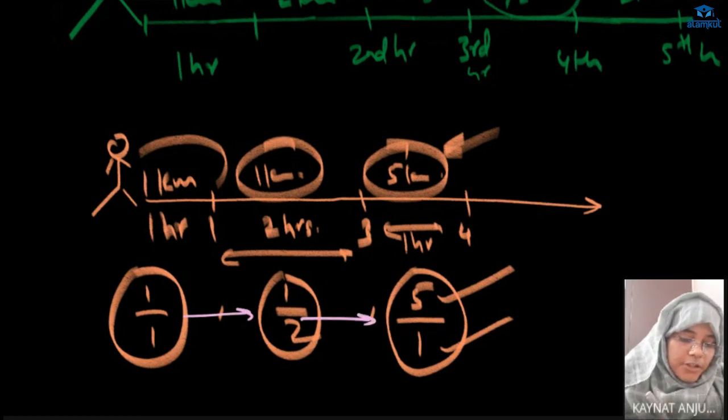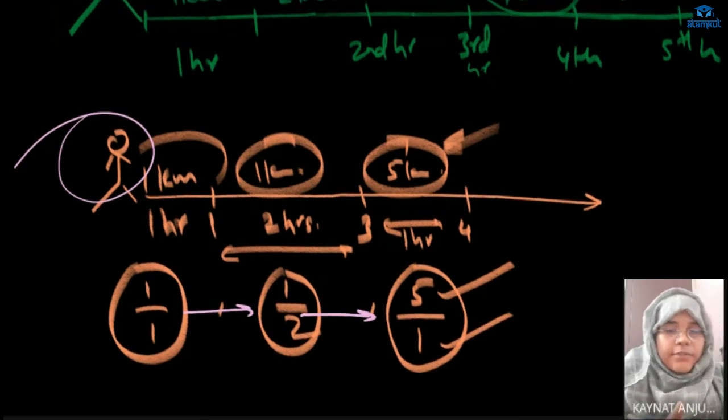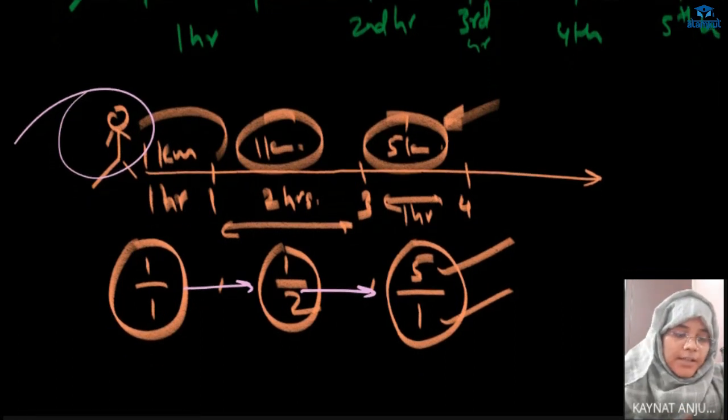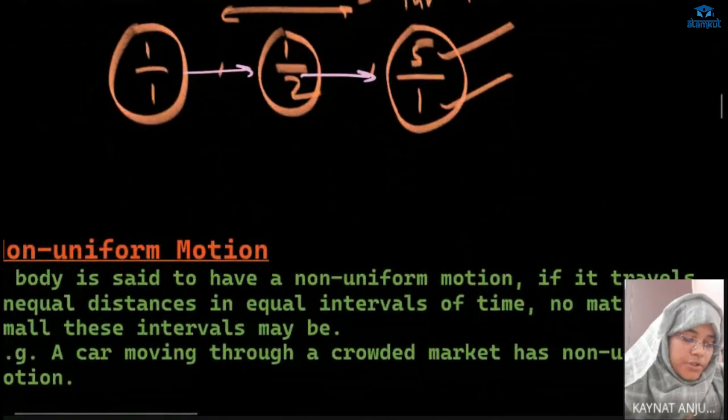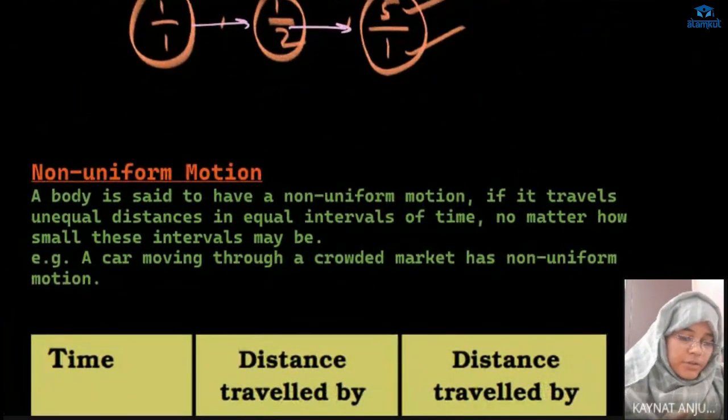The speed of the man is changing every time. This is why we are saying that the body is in non-uniform motion. This is called non-uniform motion. Here you can see the definition of non-uniform motion, and now we will also see one example.